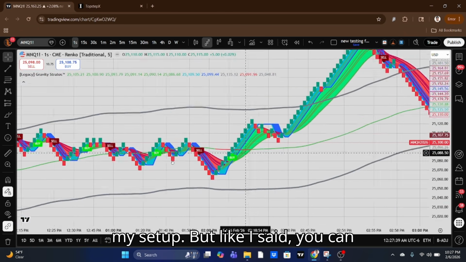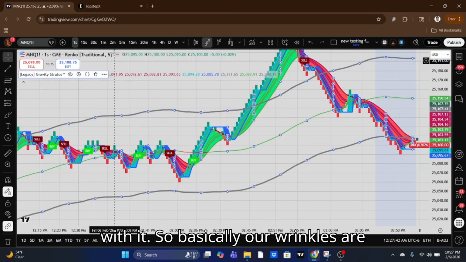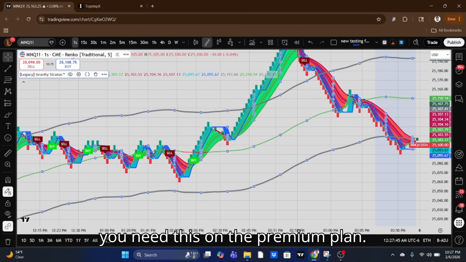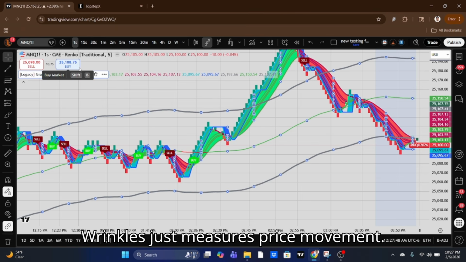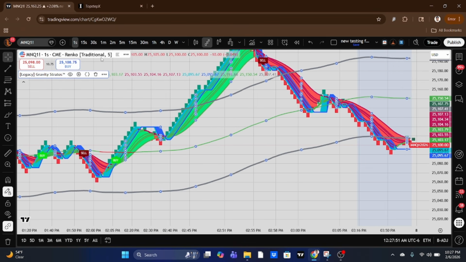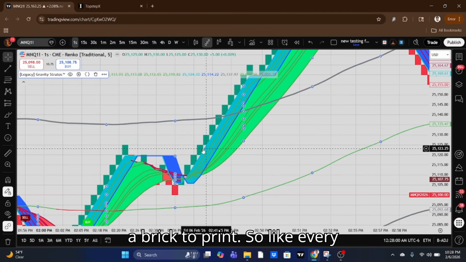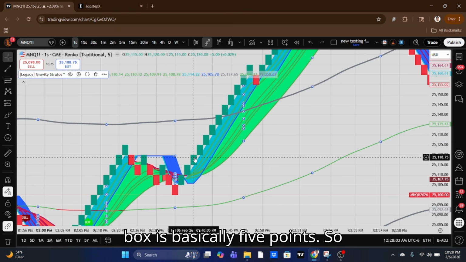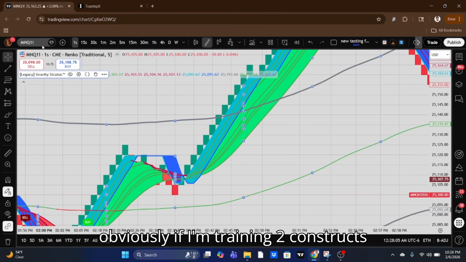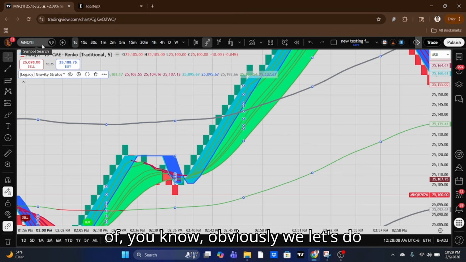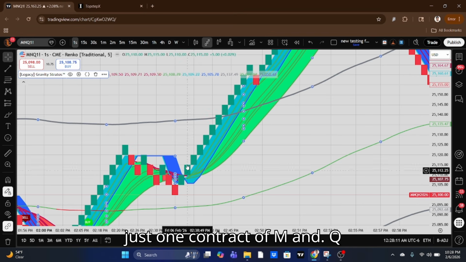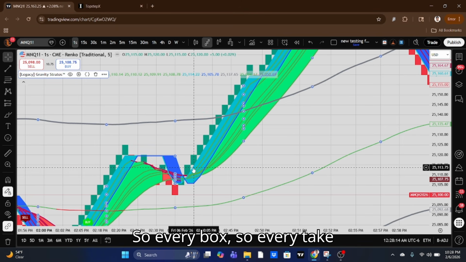But like I said, you can experiment with it, do whatever you want with it. So basically, for Renkos, you need this on the premium plan. Renkos just measures price movement; they do not measure time. And I keep this on traditional box size 5, meaning it has to move 5 points in order for a brick to print. So every box is basically 5 points. If I'm trading 2 contracts of, let's do just 1 contract of MNQ, every box represents $10 of movement.